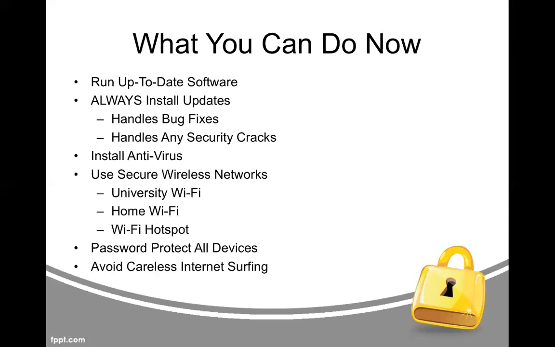And then use secure wireless networks, all right? Don't access your personal info on an unsecure wireless network, okay? There's a lot of guest wireless networks out there that don't require you to enter a password, but don't access your personal information on anything that's not secure. Secure wireless network examples are the university Wi-Fi at OBU, the Wi-Fi at home that has a password, and your Wi-Fi hotspot. Your Wi-Fi hotspot is probably the most secure because the password that comes with it is a pretty good password that's hard to guess.